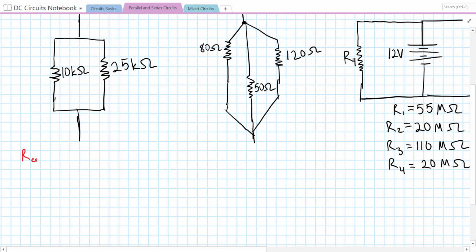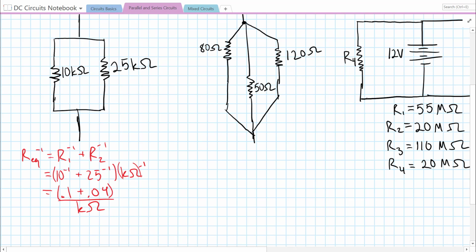We know that R equivalent to the minus 1 is equal to R1 to the minus 1 plus R2 to the minus 1. So we're going to plug in our numbers. That's going to be 10 to the minus 1 plus 25 to the minus 1. And our units are going to be kilo ohms to the minus 1. We're just going to have to plug that into a calculator, and that's going to simplify to 0.1 plus 0.04 per kilo ohm. 0.1 plus 0.04 is, of course, 0.14 per kilo ohm.